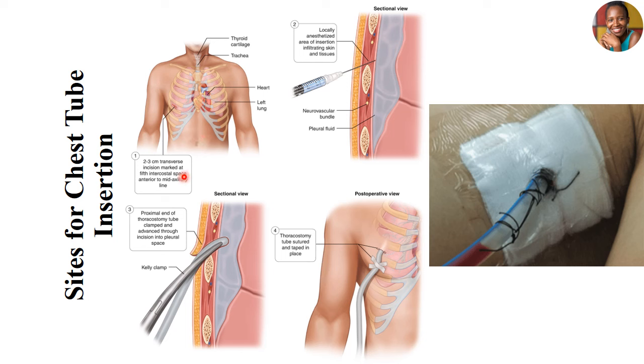So the first bit is you identify the site where you want to insert your chest tube, if it's either under the mid-axillary line or in the mid-clavicular line. So you're supposed to make a 2 to 3 centimeter transverse incision mark. If you're talking about pneumothorax or hemothorax, you will use the appropriate mid-costal space, and then you do the marking of the incision site.